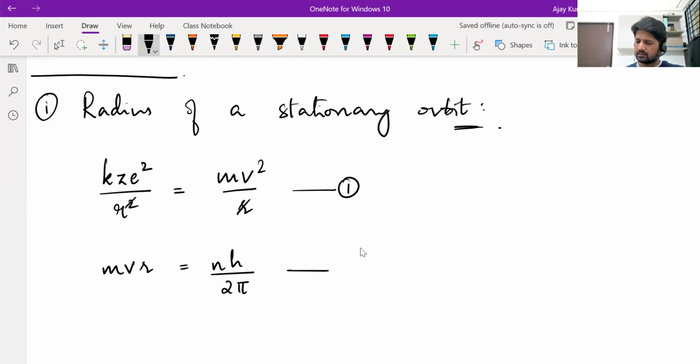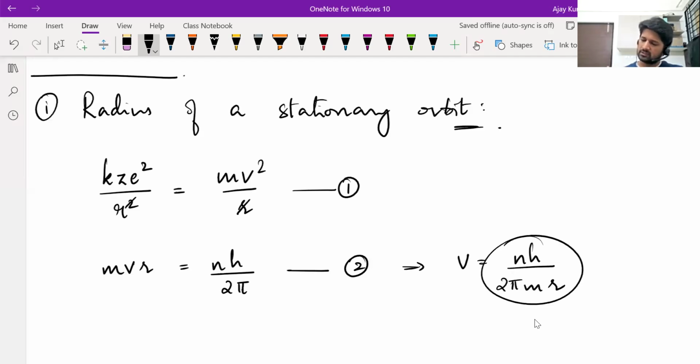This is another relation between the speed and the radius. Now, if you have two equations with two unknowns, you can solve them. So, from the second equation, you get V is equal to nh divided by 2 pi mr. Substitute this in the first equation, you will get an expression for the radius of the nth orbit.